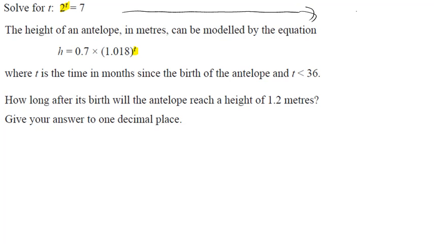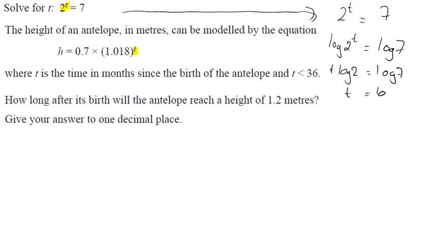Okay, so I've got 2 to the power of t equals 7. Now I can take logs of both sides, and therefore I get log 2 to the power of t equals log 7. But one of the algebra manipulation rules we learned was the fact that if you've got a power, it goes in front. So I get t log 2 equals log 7. Now I can take the log 2 over and I just get t equals log 7 divided by log 2.